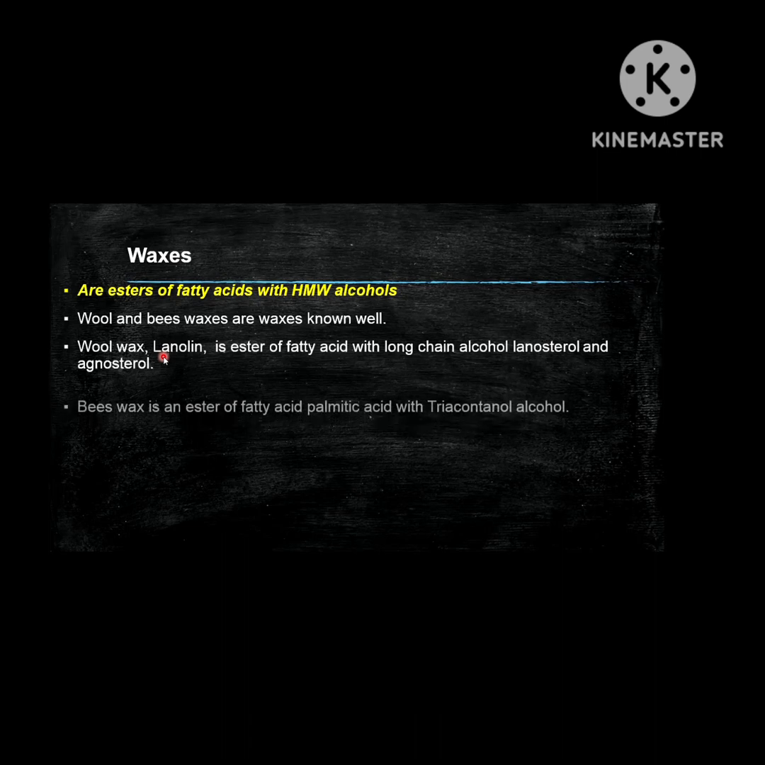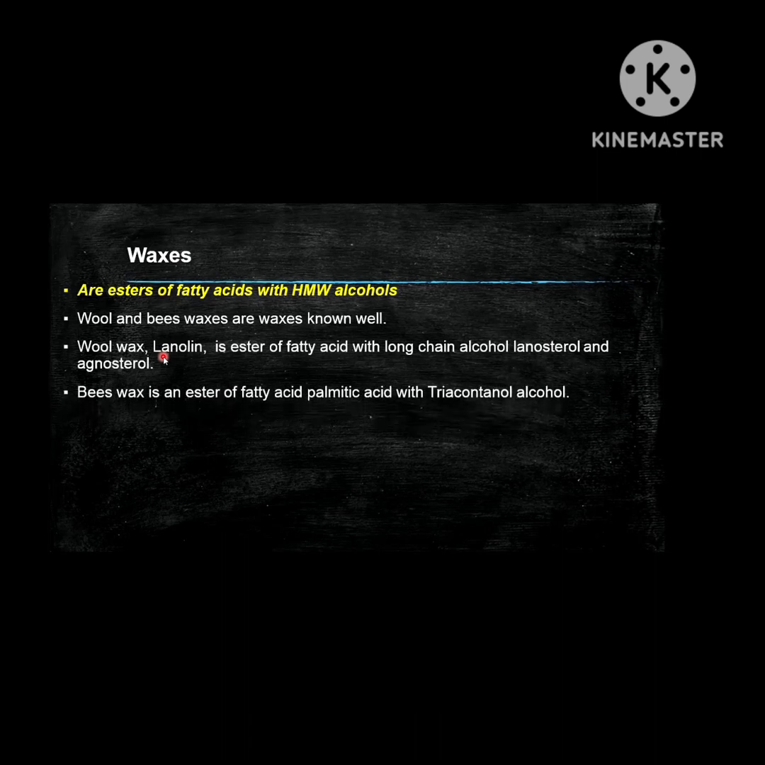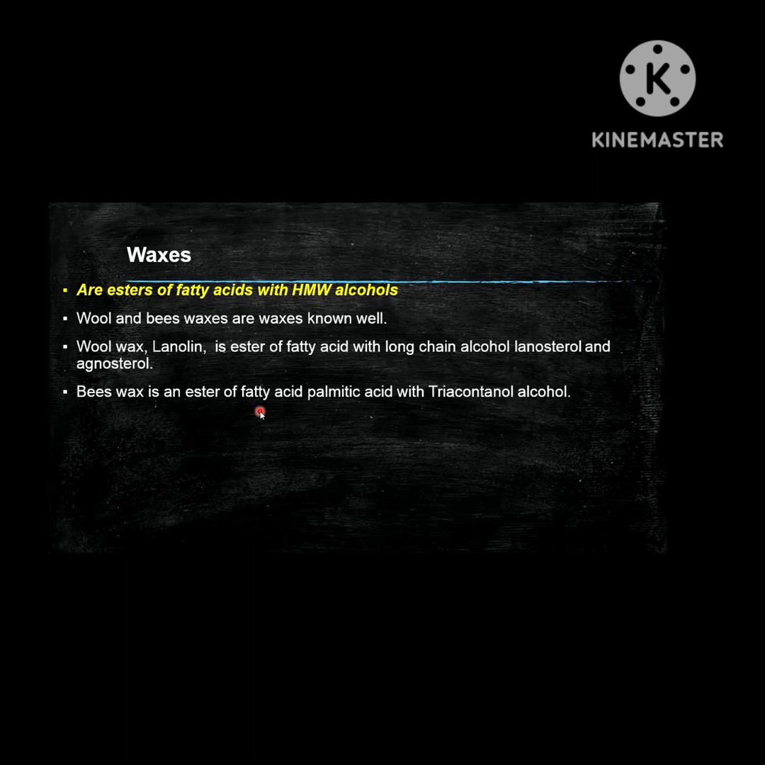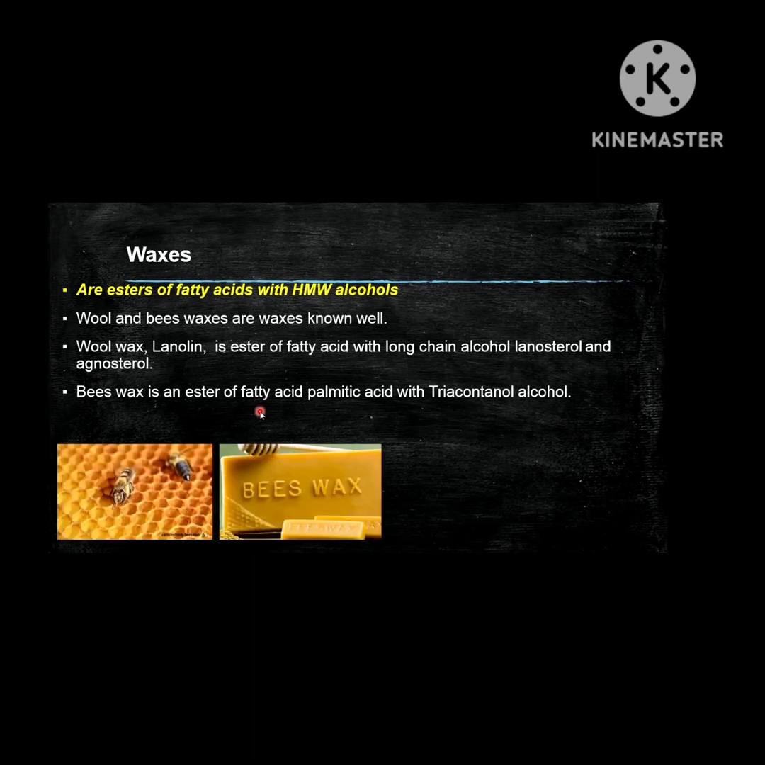Now waxes, they are the solid fats, simple fats. Waxes are defined as esters of fatty acids with high molecular weight alcohols. We have good examples like wool lanolin wax or beeswax. They are well known. Beeswax is an ester of the fatty acid palmitic acid and an alcohol, triacontanol. It's a 30 carbon alcohol, a very high molecular weight alcohol.